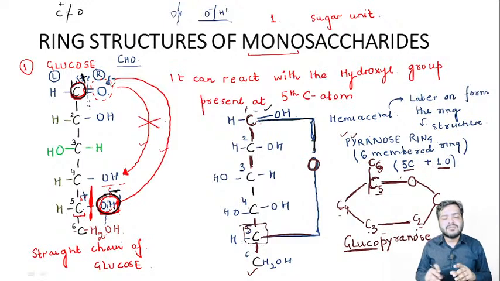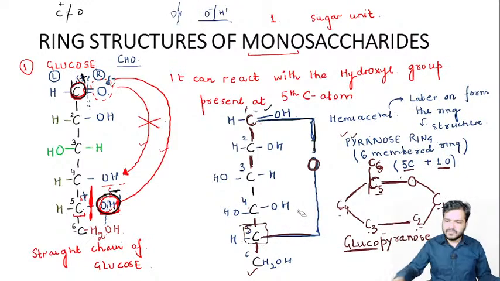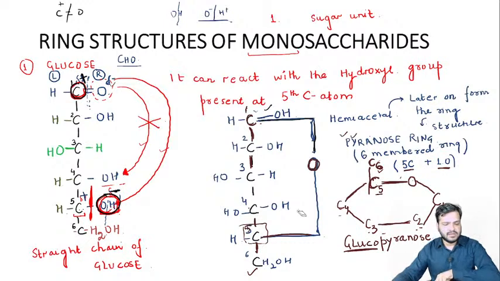I hope you understood this particular structure, how to make a ring structure over here. Is it clear guys, everyone? I hope everyone is understanding this. Perfect.